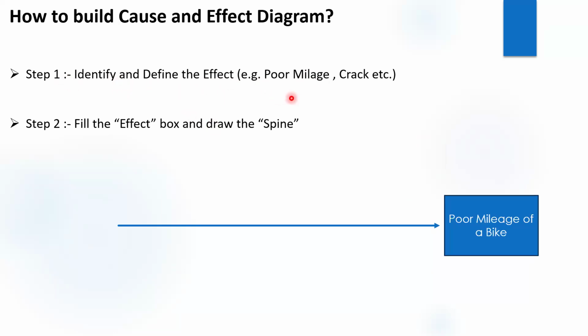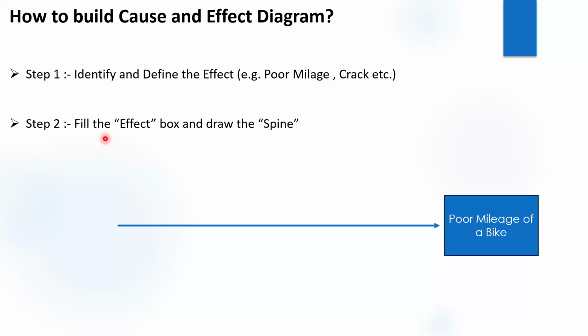I have selected a problem. It may be a crack, damage, shrinkage, poor mileage, any. Step number one: identify and define the effect. Here I identified poor mileage of a bike, and I am going to resolve this issue. So select the issue which you are going to resolve, whatever your defects. It may be effect or defect, sir. Both we can have, effect or defect.